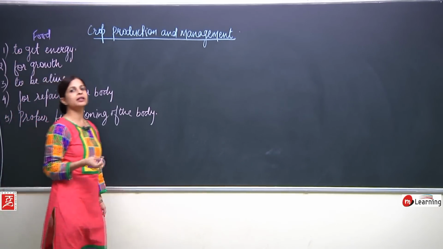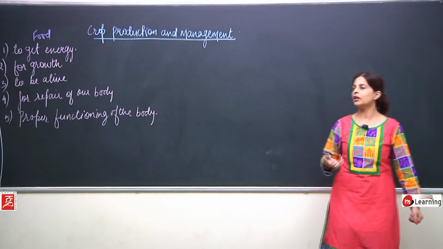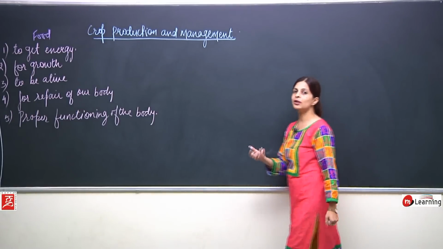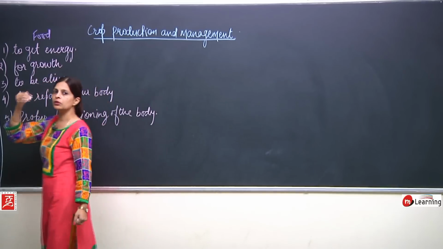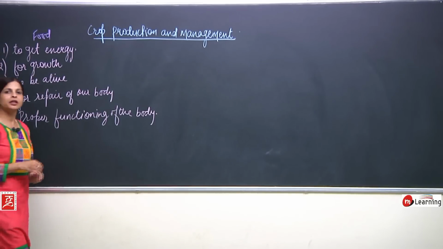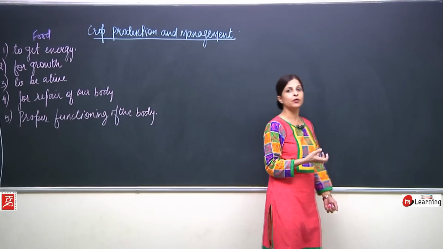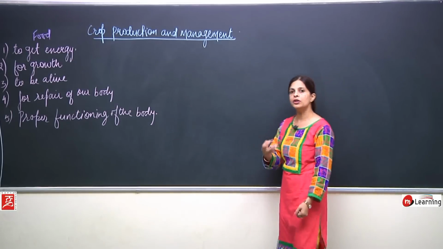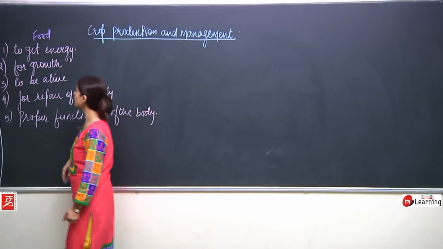Now second is for growth. Obviously the children who do not eat properly suffer from one or the other diseases, and we can even call them malnourished. That means for proper growth of the body, it is very essential to have proper food. Now third is to be alive. Very rightly said, if you want to be alive, if you want to be in this world, if you want your existence, you need to have food. That means to be alive.